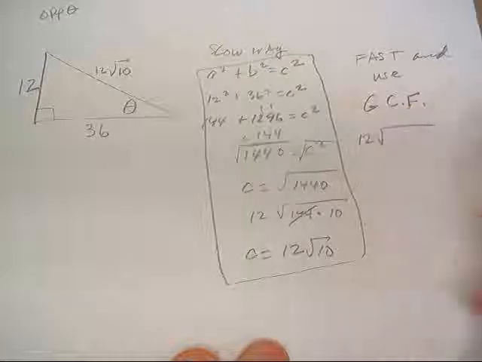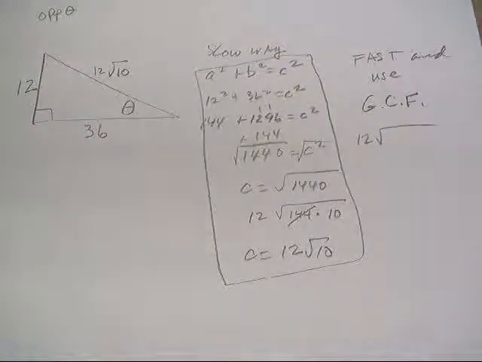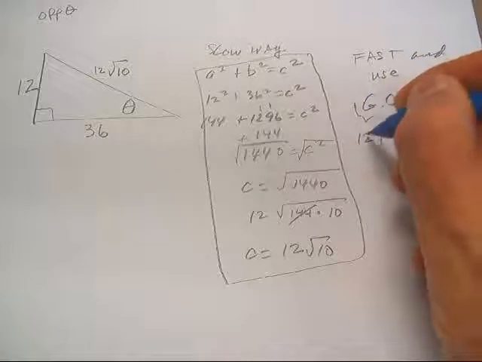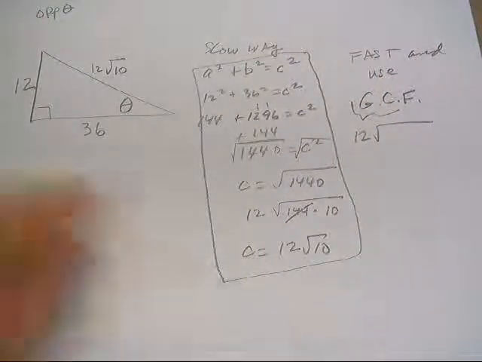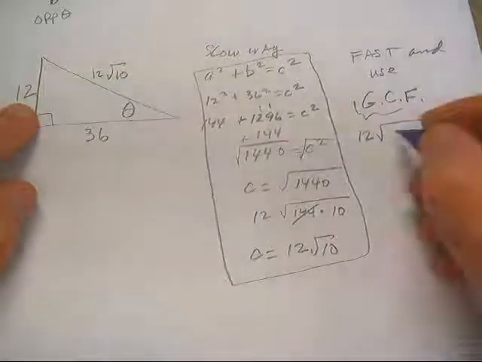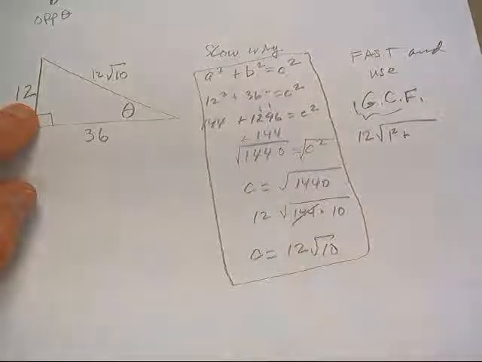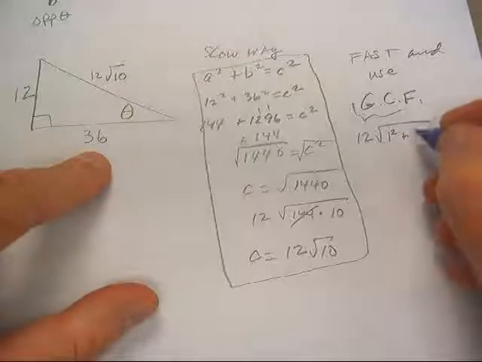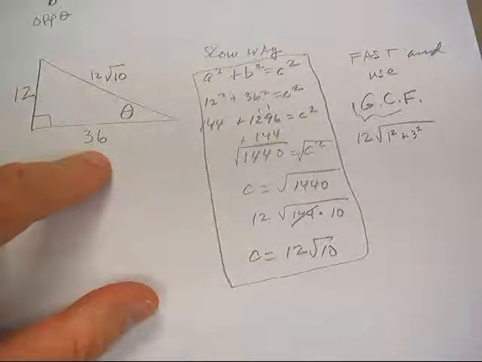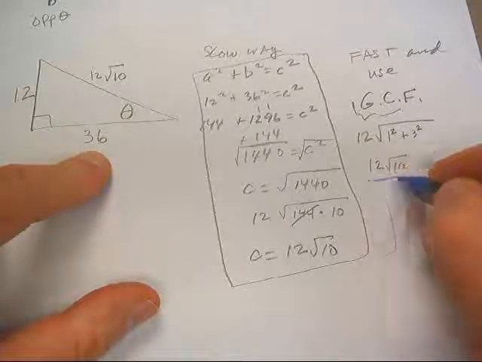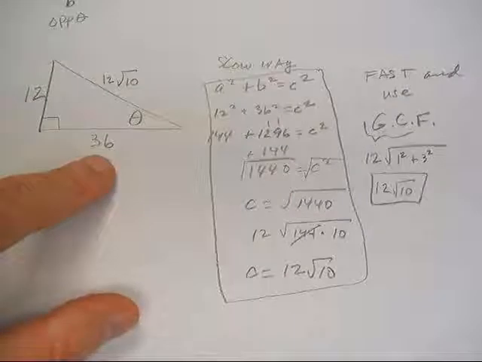So just write 12 in front of a radical. That's all you've got to do. Whatever the greatest common factor is, it goes right there. Now, look over here. How many times does 12 go into 12? So write 1 squared. How many times does 12 go into 36? 3. Write 3 squared. 9 plus 1, 10. 12 root 10.